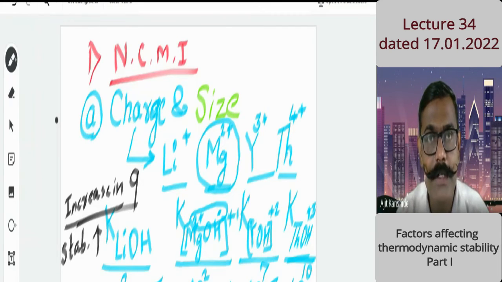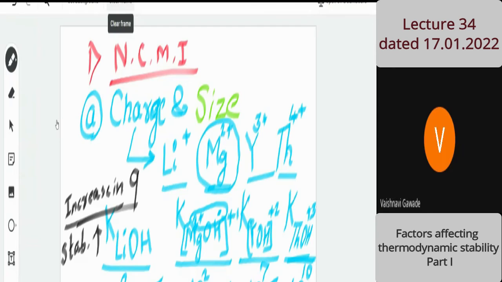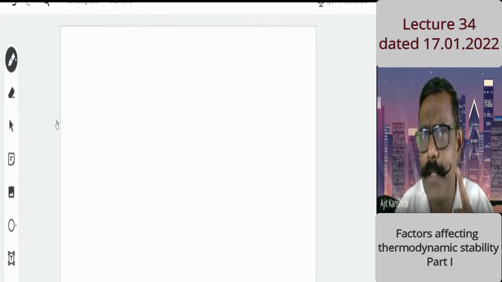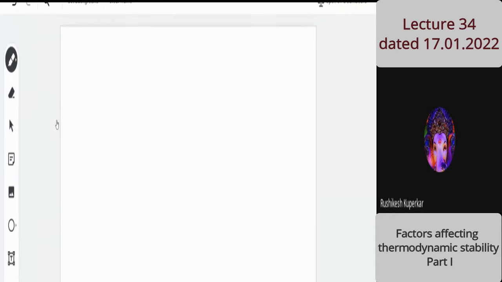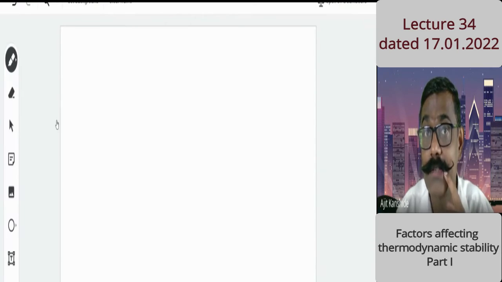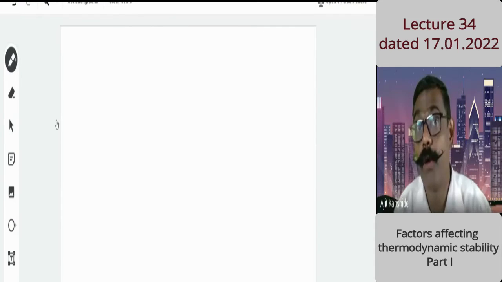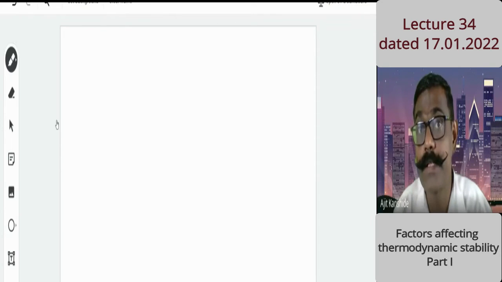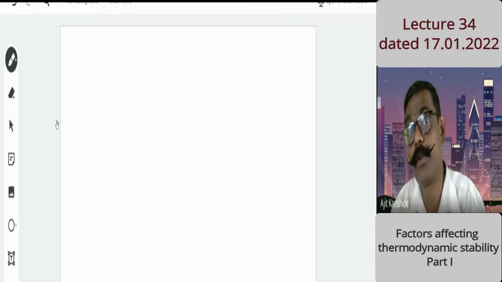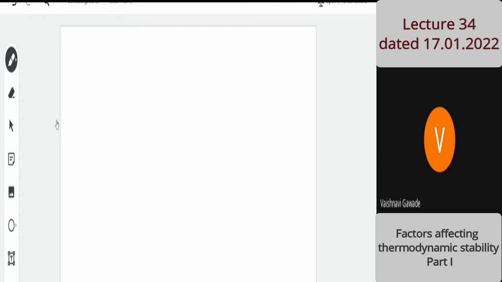Yes, students, are you understanding what I am saying? Yes, sir. Let us repeat. What was the stability constant for the first complex, LiOH? 2. Right. What was the stability constant for the second complex, MgOH plus? 10 raised to 2. Brilliant. For the third complex, YOH +2? 10 raised to 7. Brilliant. For the fourth complex, ThOH +3? 10 raised to 10. Right.